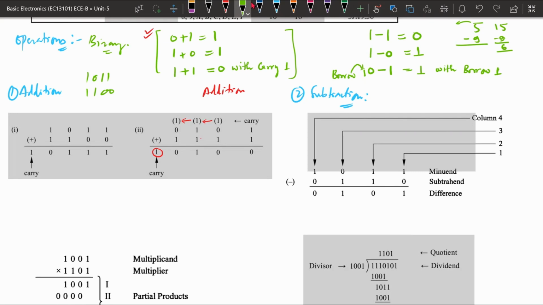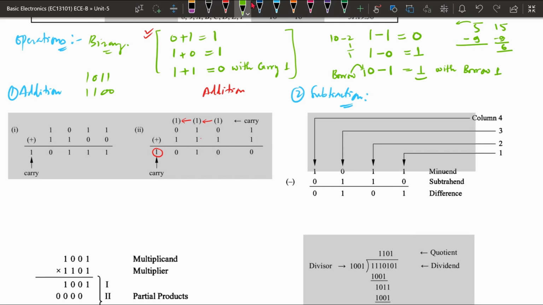So similarly, if it takes the borrow, that borrow will be making it 1 0. Like here, if it is taking the borrow, it is making it 1 5. So we will be making it 1 0. From there, 1 0 means 2. 1 0 in binary is 2 in decimal. So from 2 we are subtracting 1, so 1 will be remaining. So that's why here 1 will be there. So this is how we will be performing the subtraction.